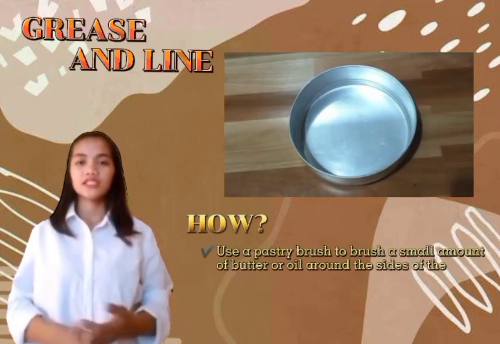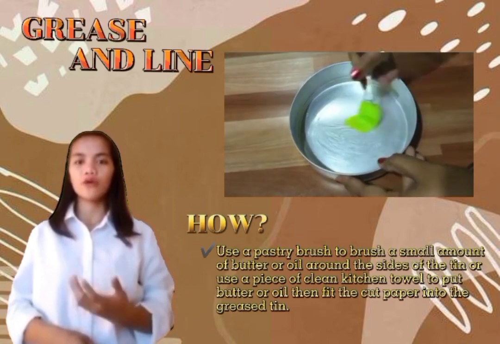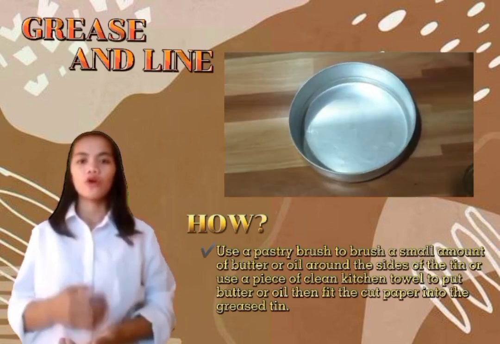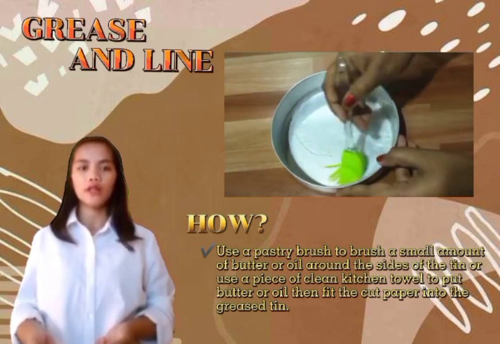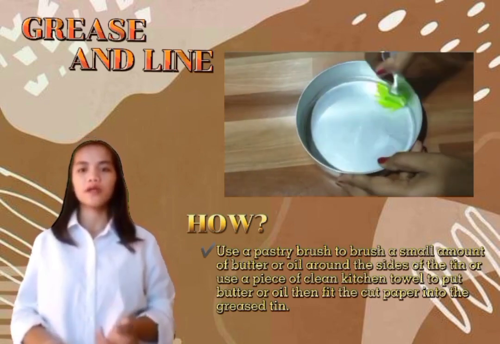Use a pastry brush to brush a small amount of butter or oil around the sides of the tin, or you can use a piece of clean kitchen towel to apply butter or oil, before fitting the circle of paper into the greased tin.